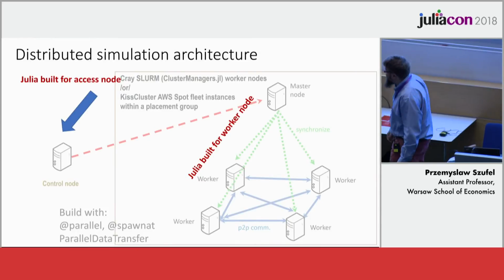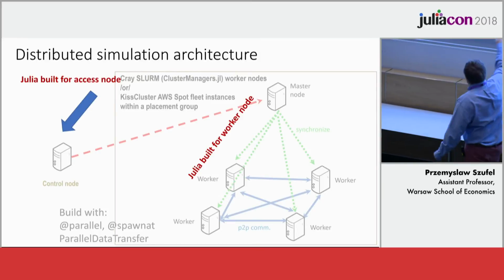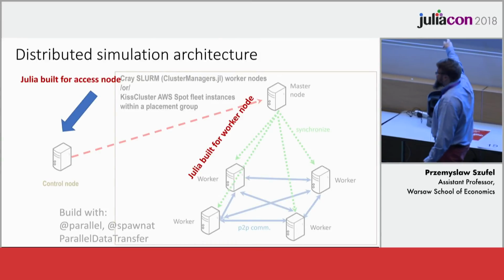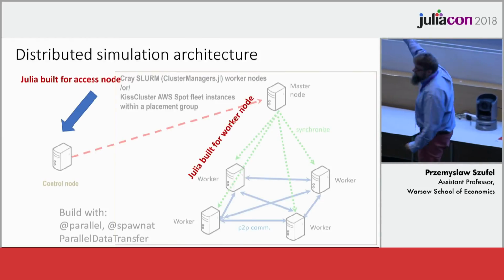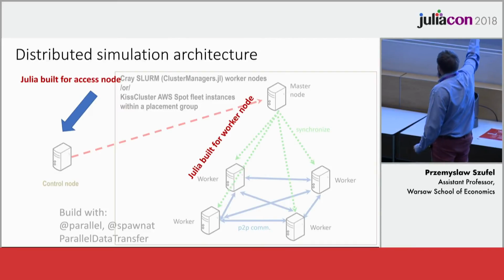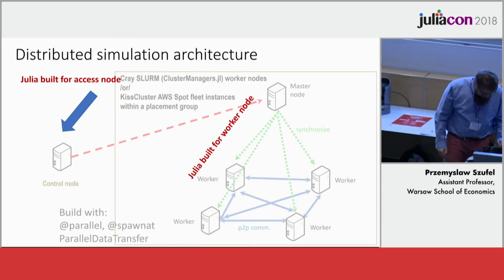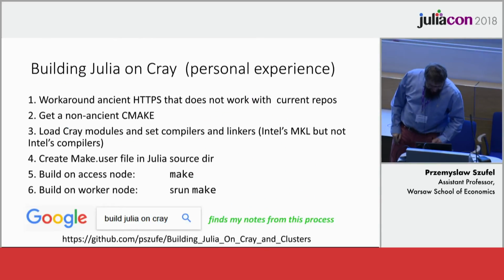Now, in case of Cray, there is a different hardware on the control node, and there is a different hardware on the worker nodes. So basically, I had to build Julia once here, and I had to create another Julia build for the part on the right. So I had to build 2 Julias with 2 different settings.